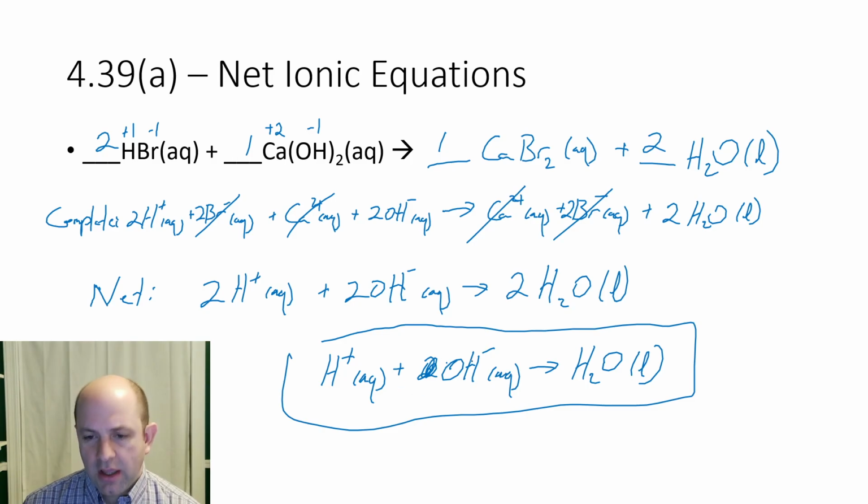acid-base reaction, and acid-base reactions for the most part will have this as their net ionics. If there's a weak acid, those don't split up, so some of those won't cross out, but for strong acids, strong bases, it always goes to this. Okay.